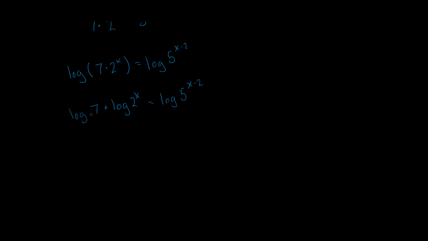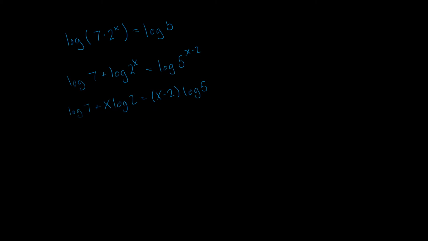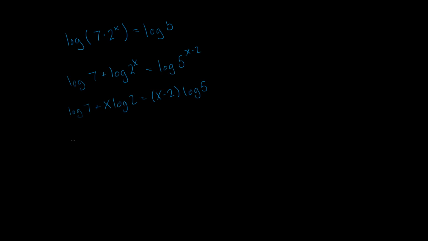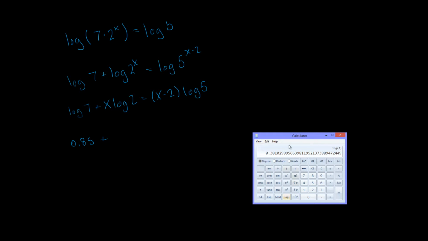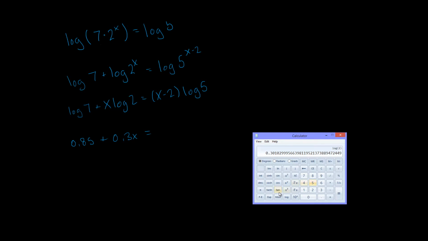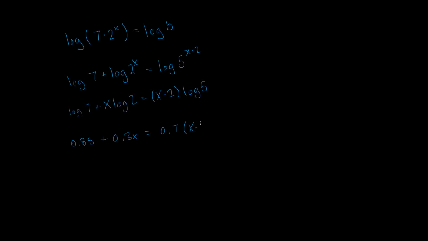Another cool thing we can do with logs is that if our argument is raised to some power, then we can take that power and bring it out front as a coefficient. So what we get now is log 7 plus x log 2 is equal to (x minus 2) log 5. Now all we have to do is use our calculator. What's log 7? I'm going to do 7, find the log of that. That's going to be, let's call it 0.85. So 0.85 plus, let's find log 2. We find the log of 2, that's 0.3. So 0.3x equals, and now log 5. Log of 5 gives us 0.7, we'll call it. So 0.7 times (x minus 2).